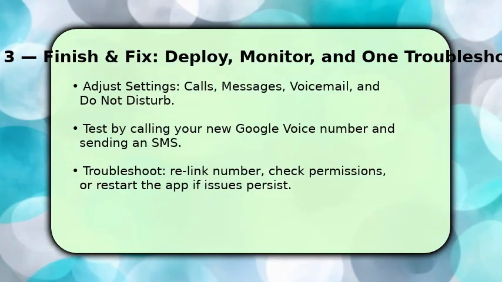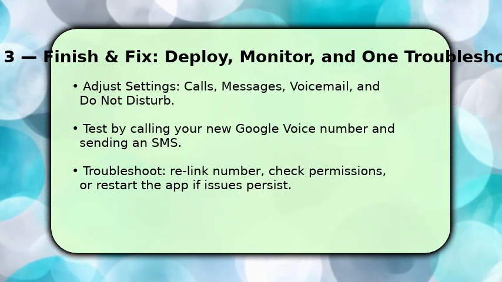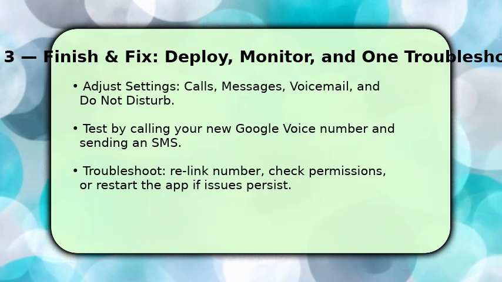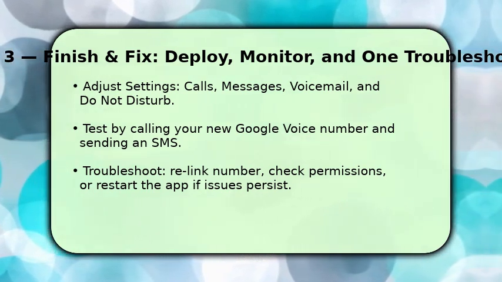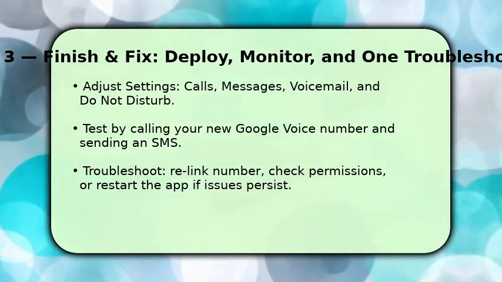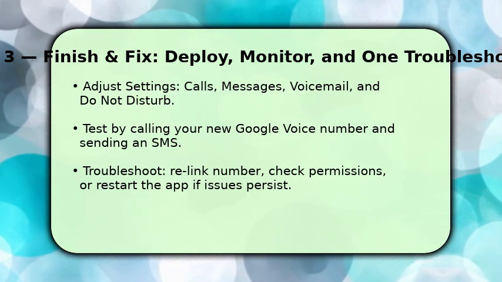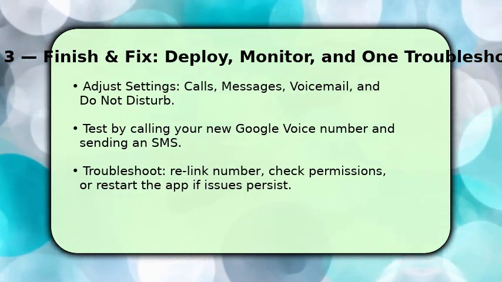Finish by tuning app settings. Choose whether calls ring on the app, your phone, or both. Set SMS preferences and customize voicemail. Then test, call your Google Voice number from another line and send an SMS. Confirm caller ID and message delivery.